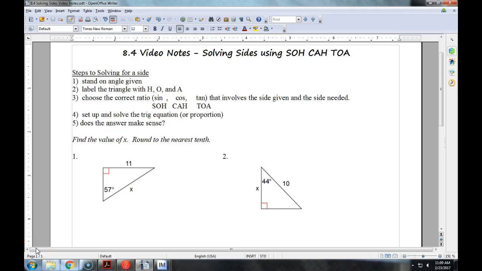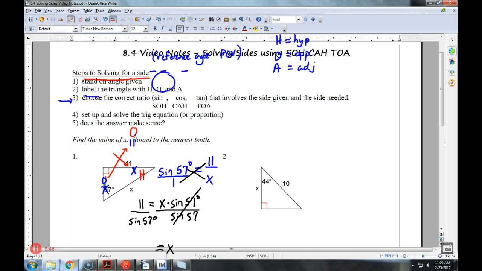So let's back out of this. All right, so going back to my screen, when I divided that out, I got 13.1.